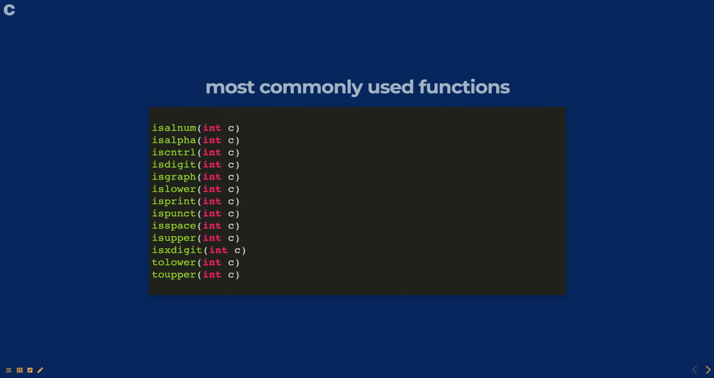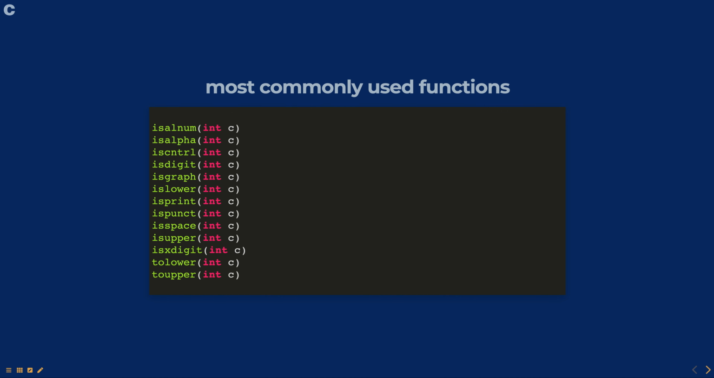isalnum returns true if the character is an alphanumeric character, false otherwise. isalpha returns true if the character is an alphabetic character, false otherwise. iscntrl returns true if the character is a control character, false otherwise. isdigit returns true if the character is a digit, false otherwise.